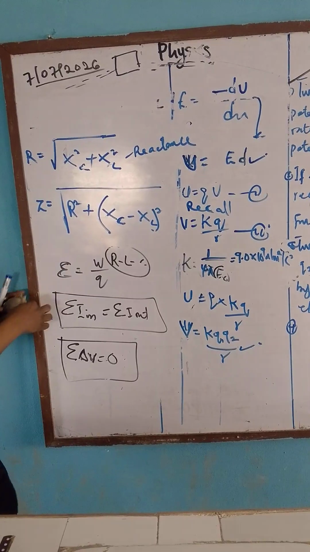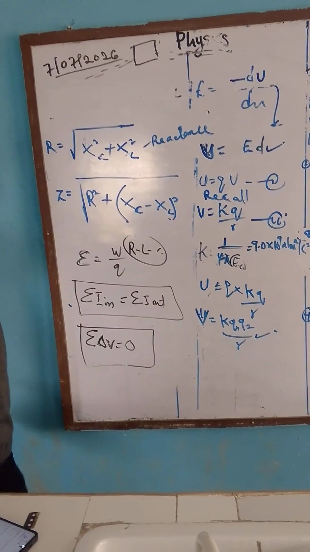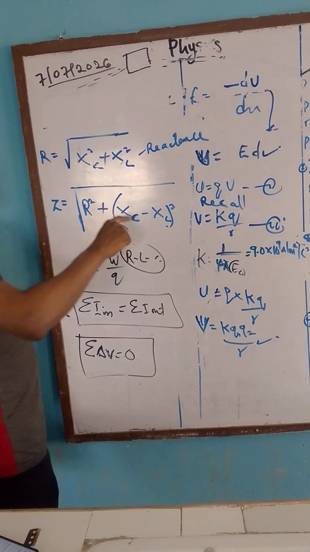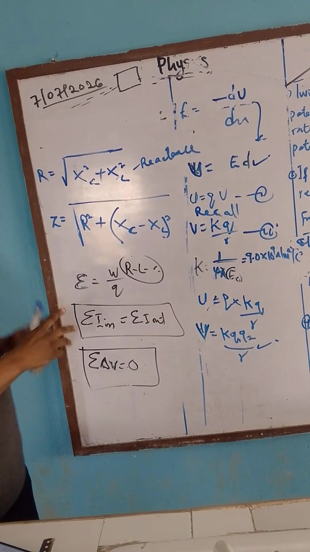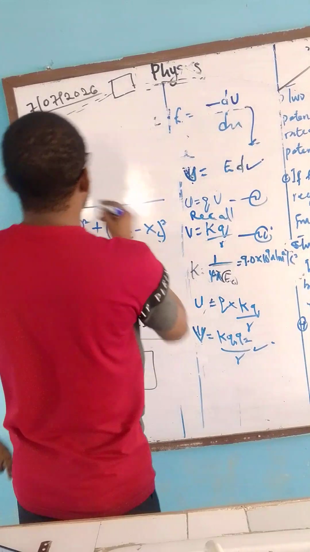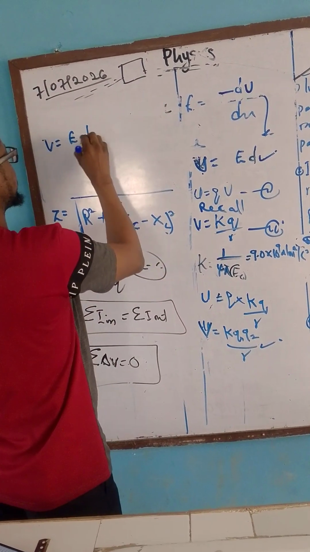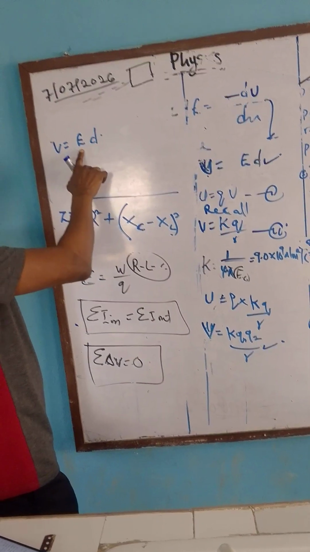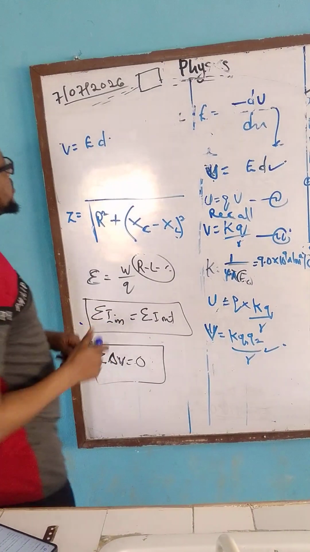Note this very well. This is the regulation in a circuit when only capacitive reactance and inductive reactance are used. And this is the overall regulation when the three of them are used. Okay, so I am using this now. V is equal to E times D. This is distance. And this is electric field intensity.